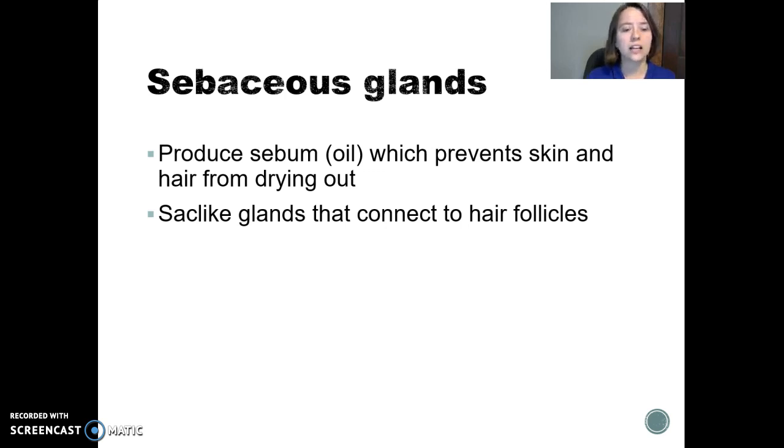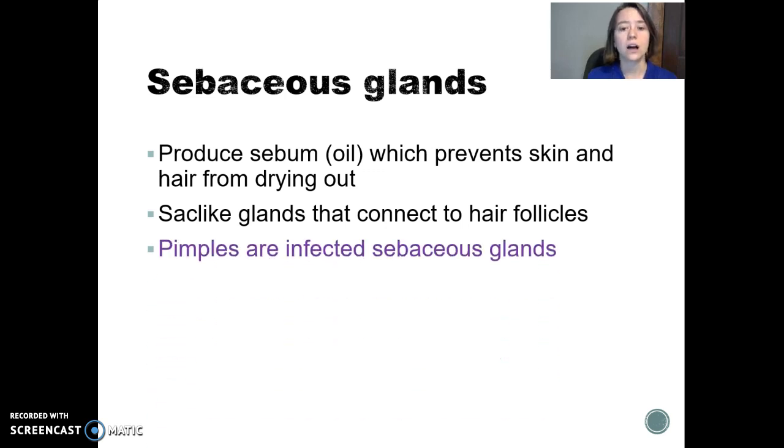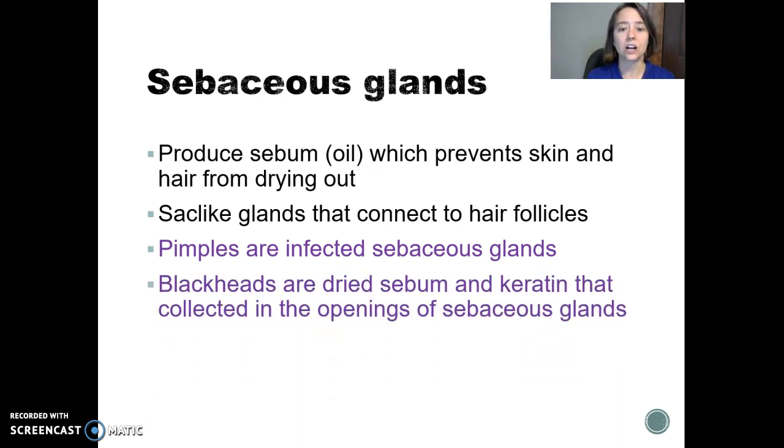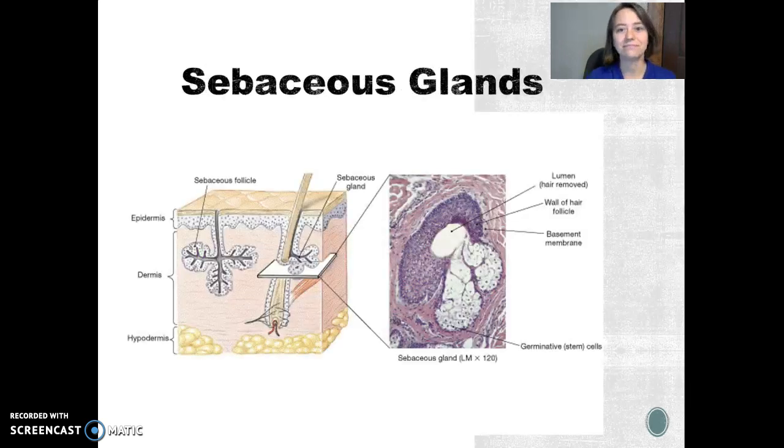Sebaceous glands are sac-like glands that connect to hair follicles. Some fun facts: pimples are infected sebaceous glands, and blackheads are dried sebum and keratin that have collected in the openings of sebaceous glands. Fun!